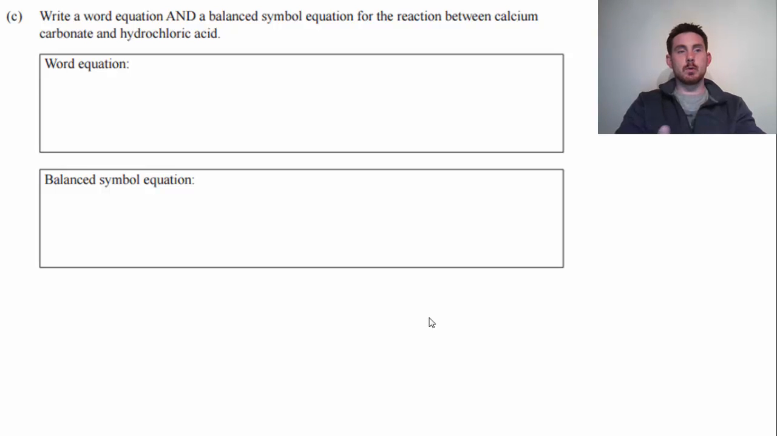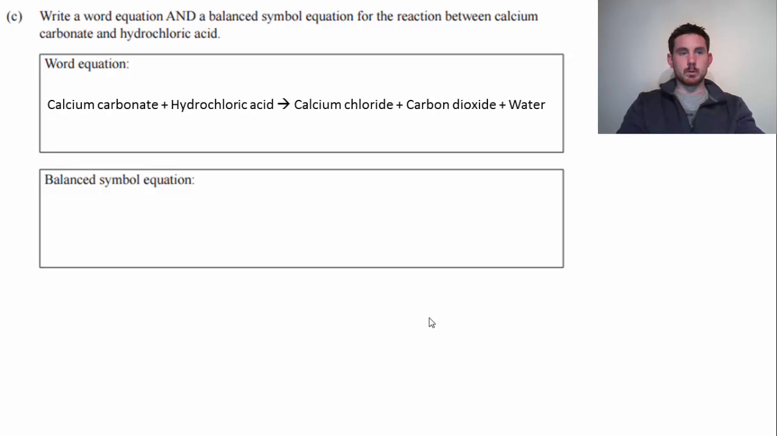Alright, so the word equation for calcium carbonate and hydrochloric acid. Well, it's a metal carbonate plus an acid, and so you know that the three products are going to be a salt, carbon dioxide, and water. The salt will take its name from the calcium, and hydrochloric acid always produces a chloride in the salt, so it becomes calcium chloride. So the word equation is calcium carbonate plus hydrochloric acid, and then we draw an arrow rather than an equal sign. So an arrow towards calcium chloride, carbon dioxide, and water.